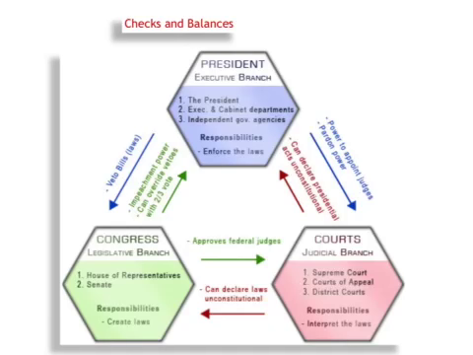In this diagram, you can see some of the various different ways that each of the three branches can check or block the power of another branch. We'll study this in more depth and detail over the next couple of days in class. But as you can see, some of the things besides vetoing of bills are things like pardoning criminals, declaring laws unconstitutional, impeachment, and approval of judges, just to name a few.